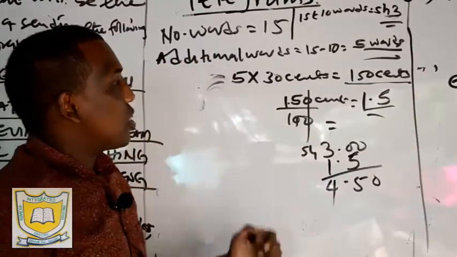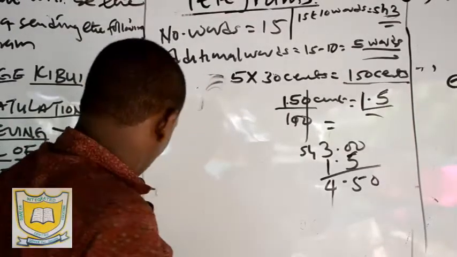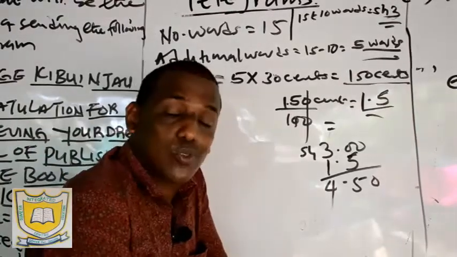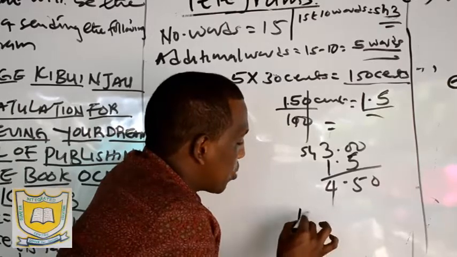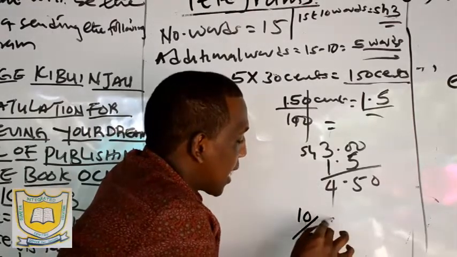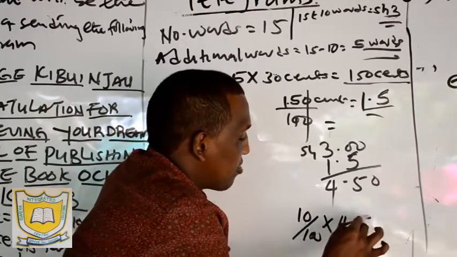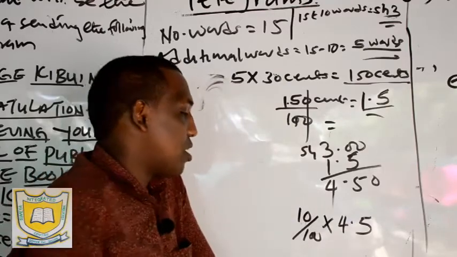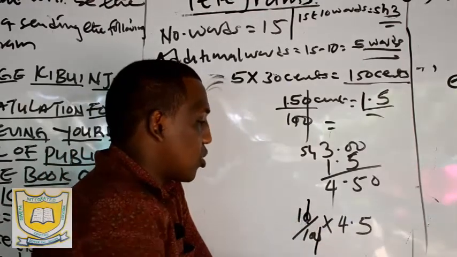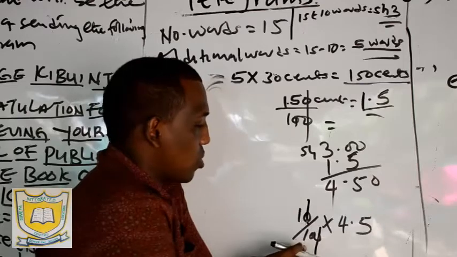What do we do now? You are told a tax of 10%. Government tax was also charged. So we say now 10% times 4.5. We cancel 0, we cancel 0. We don't say by 5. No, we need the decimal.